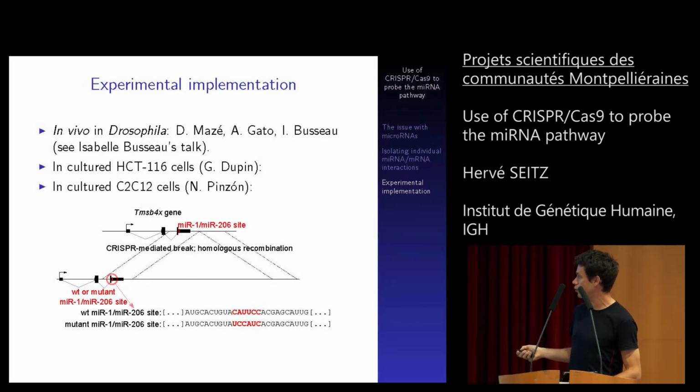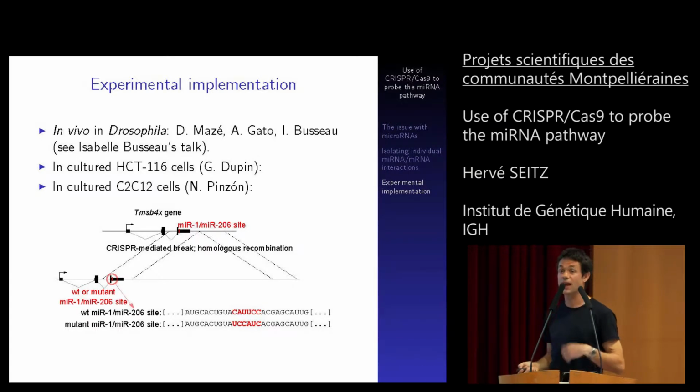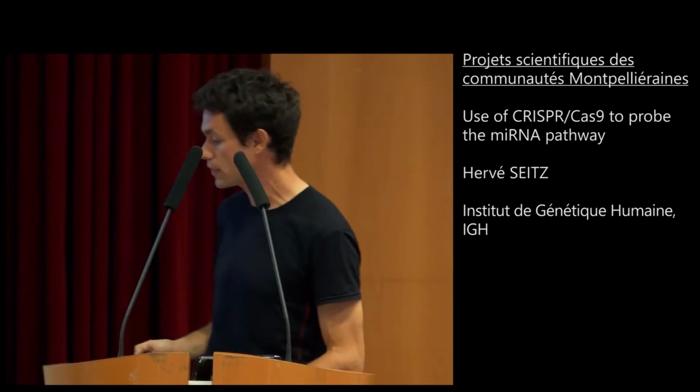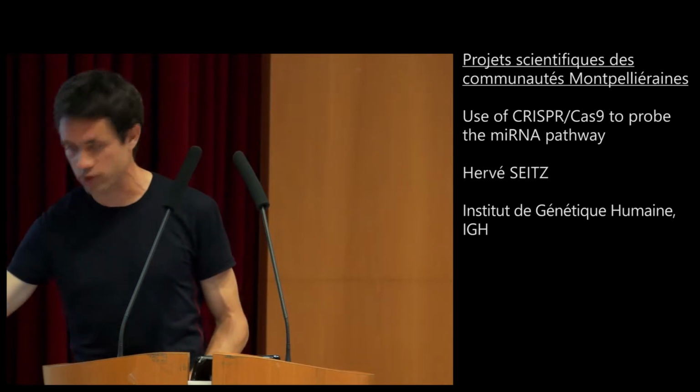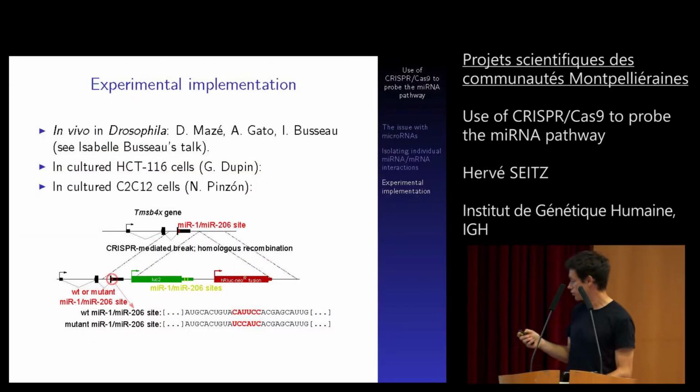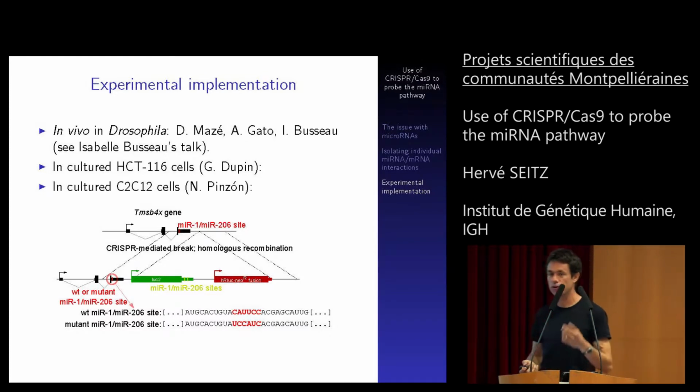So she mutated this wild-type site into this. This is a sequence which is not bound by any murine microRNA. And at the same time, when she was mutating the binding site, she also introduced a reporter cassette for miR1, miR206, with a luciferase reporter containing binding sites for that microRNA. This would allow us to measure the activity of miR1, miR206 in these cells.